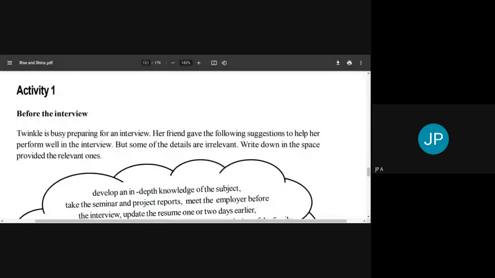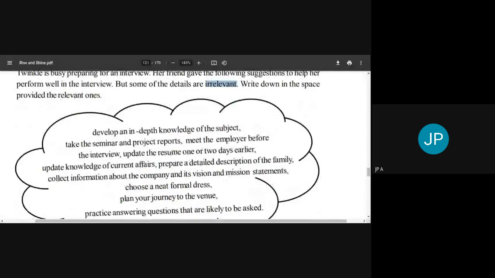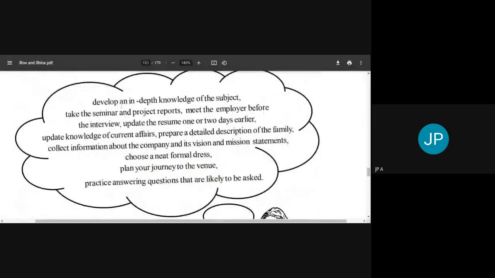But some of the details are irrelevant. Irrelevant means not relevant, not useful. So everything that people advise may not be useful for us. Irrelevant means not useful for the purpose of an interview. So write down in the space provided the relevant ones. Many of them are relevant. You just need to pick out those things which are not relevant. There are some things which are not relevant here.